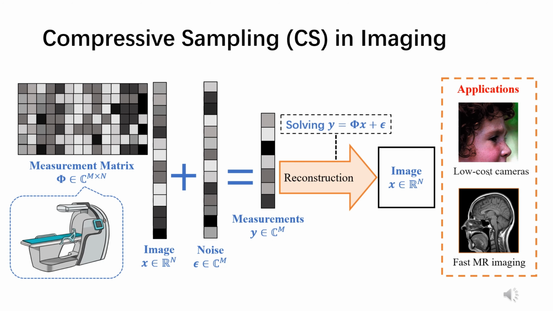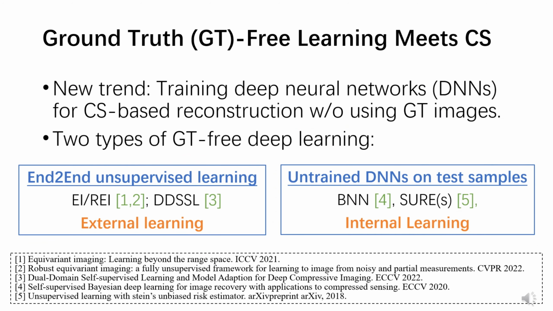Compressive sampling, or called compressed sensing, CS, is a popular technique for imaging. For a latent image X, CS applies a measurement matrix, phi, to capture a small number of noisy linear measurements, with measurement noise epsilon. The latent image is then reconstructed via solving X from the equation y equals phi X plus epsilon. Such a technique has a wide range of applications such as single-pixel cameras and fast magnetic resonance imaging. In recent years, there is an increasing interest in unsupervised training of deep neural networks for CS reconstruction, that is, using data without ground truths.